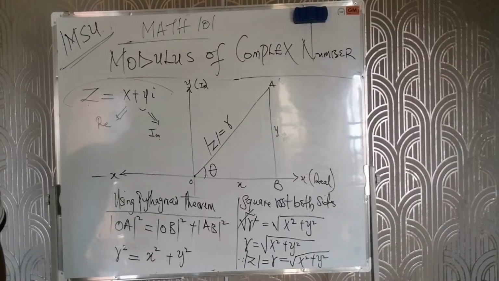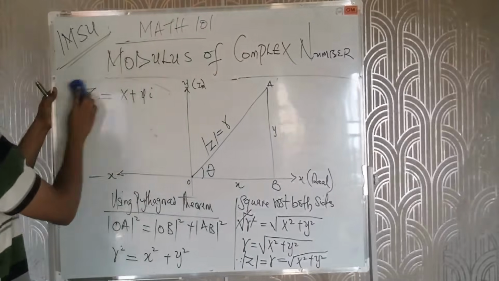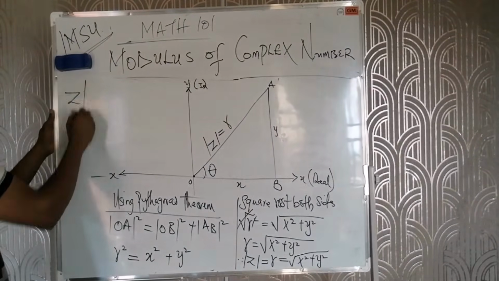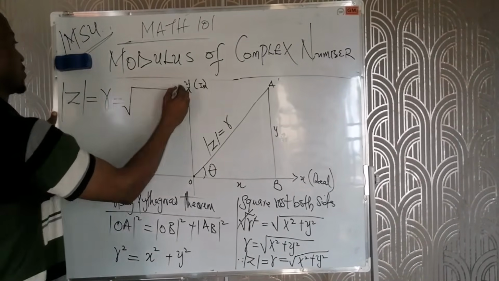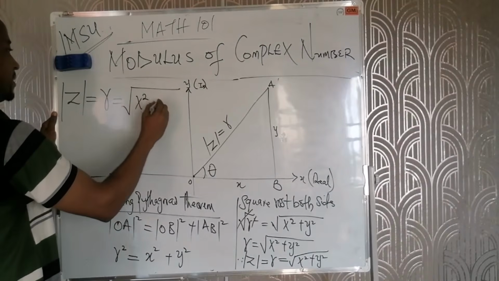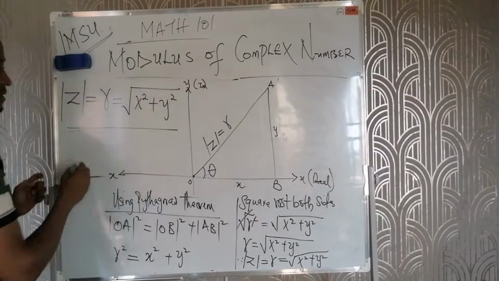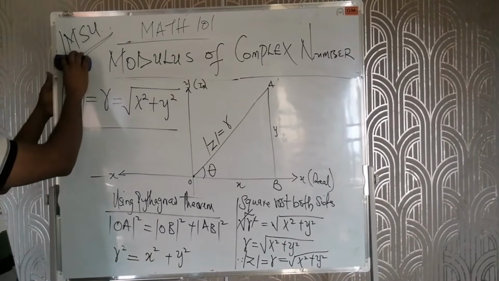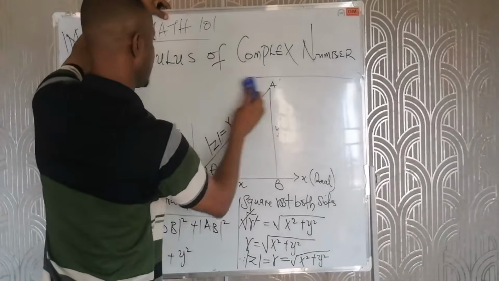Okay, let's take note of this. The modulus of a complex number is given as modulus of z equals r equals the square root of x squared plus y squared. Please take note of this, okay? It is equal to that. Now let's solve a problem under the modulus of a complex number. Let's solve some problems here.